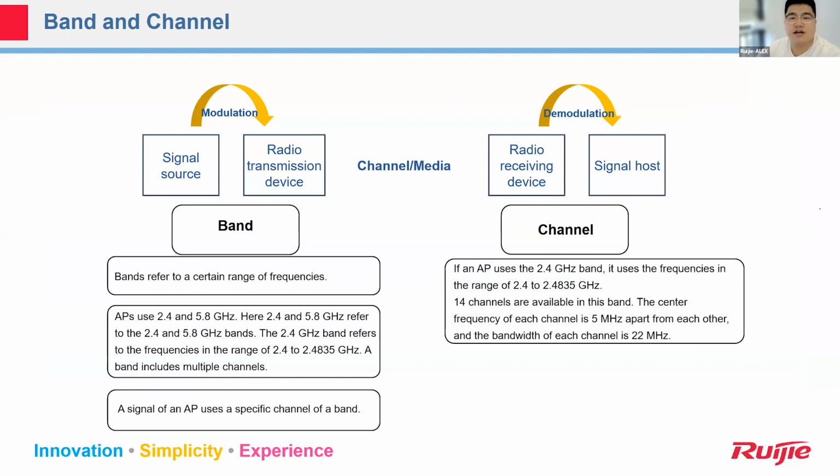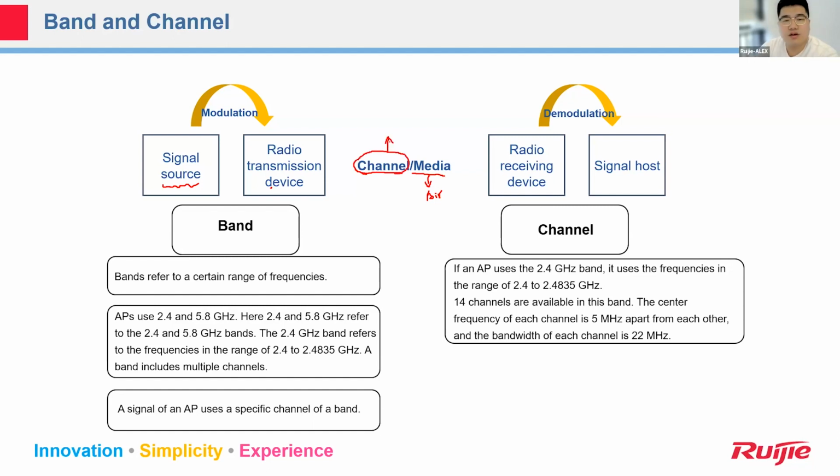Firstly, if we want to use the wireless local area network to send packets, the whole process is shown here. You can see this is the source of the signal. We call it the signal source. After modulation, the radio transmission device will send out this signal through the channel and the media. The media, of course, is the air. And here a concept called channel is mentioned.